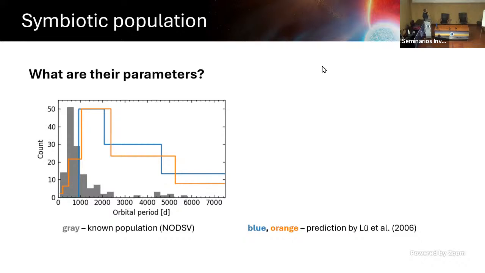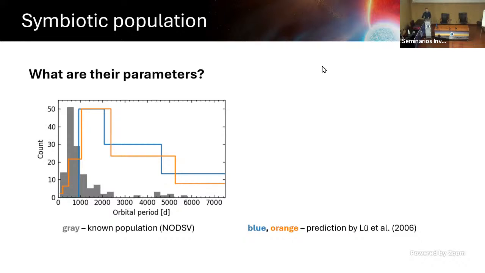But what you basically see is that we should not expect symbiotic stars with orbital periods somewhere below like 1000 days, where we actually find most of them with these orbital periods. It doesn't seem to be some kind of selection effect, because we now know orbital periods for most of the known symbiotic stars, and there are a few, of course, with longer orbital periods.